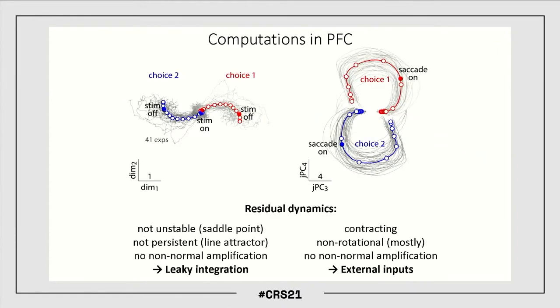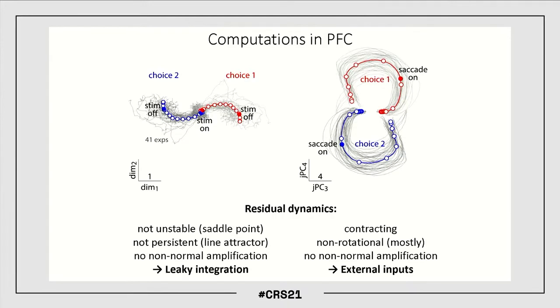So in terms of computations in PFC, we can rule out a lot of models. During the decision period, the residual dynamics is not unstable, so no saddle point. It's not persistent. It's not really a perfect line attractor. And also, we don't see any real non-normal amplification. So there is only this persistence. Overall, this is consistent with a leaky integration, meaning a long time constant, but still not infinite. And during the movement, the residual dynamics is contracting.